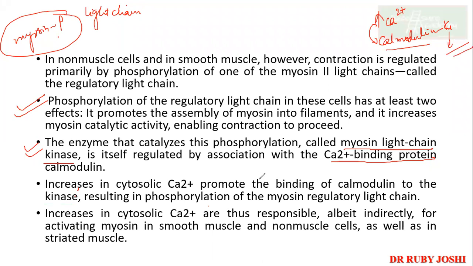Did you get it? Now, increases in the cytosolic calcium are thus responsible for activating myosin in the smooth muscles and the non-muscle cells as well as in the striated muscles. So this is the path by which myosin 2 is getting activated in the case of the non-muscle and the smooth muscle.